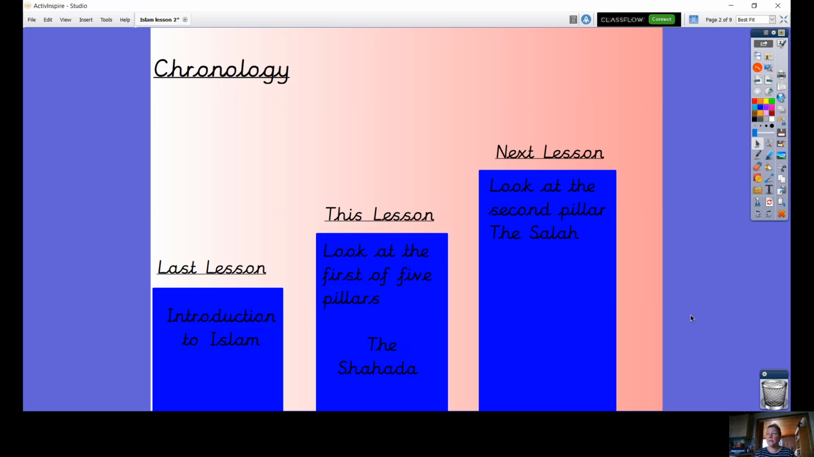Obviously last lesson we did that short introduction and talked about lots of parts of Islam. And then this lesson we are going to specifically look at the very first pillar, which is the Shahada. Apologies if I haven't pronounced that correctly. Next week we will look at the second pillar, and then we will look at some other aspects of Islam as we move further into the topic.